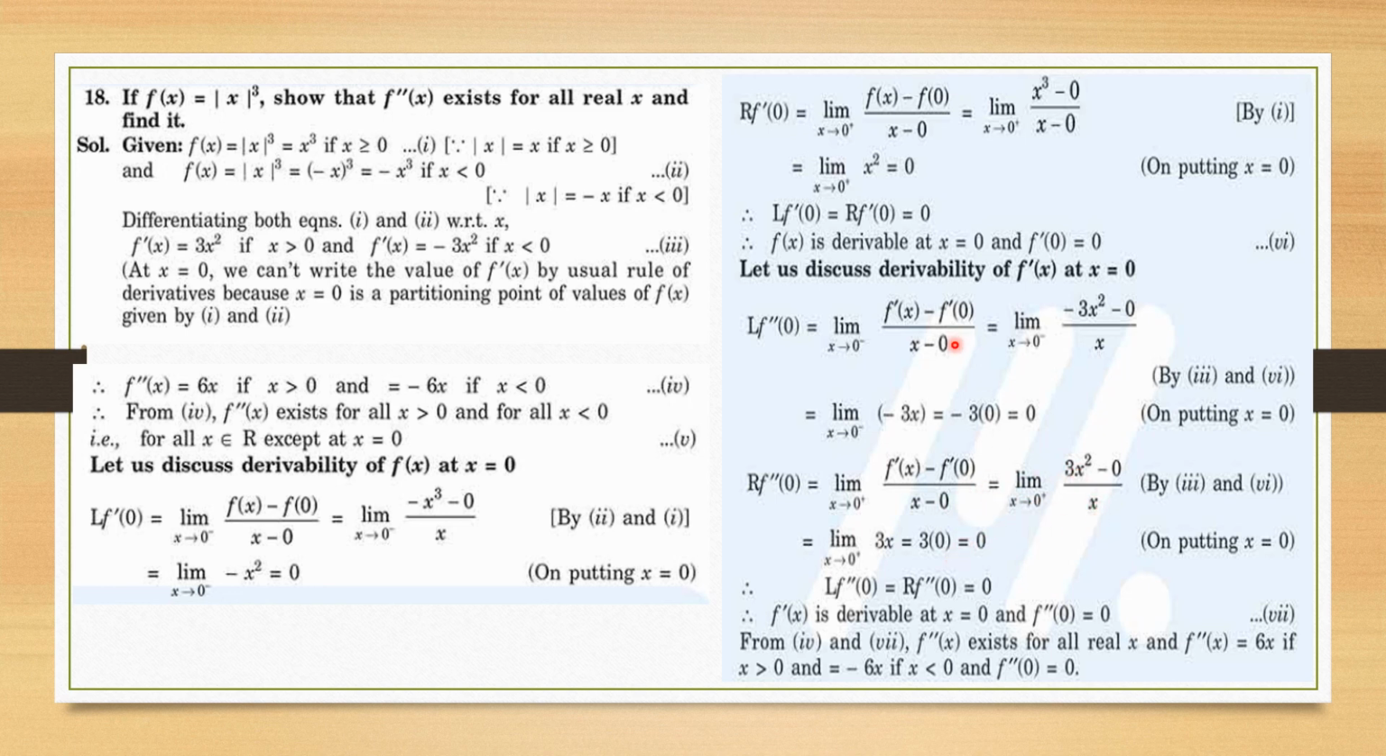So both this second derivative is also existing for left hand and right hand, and both are equal to 0. So that means the function is differentiable at x equal to 0, and the double derivative at 0 is again 0. So what we conclude is that this double derivative f double dash x is existing for all real x, and f double dash x is 6x if x is positive and minus 6x if it is negative, and the value of this double derivative at 0 is 0.